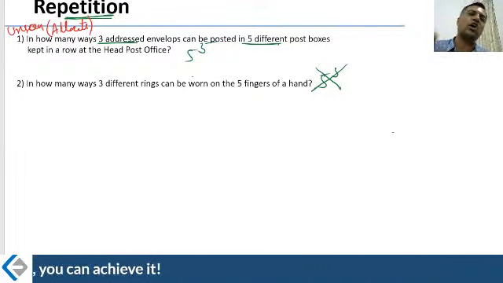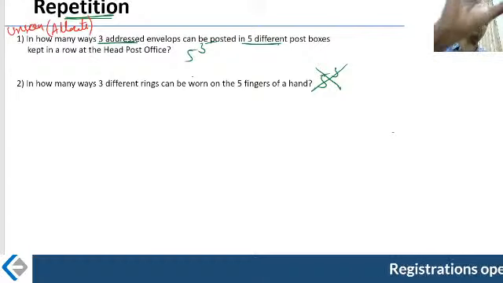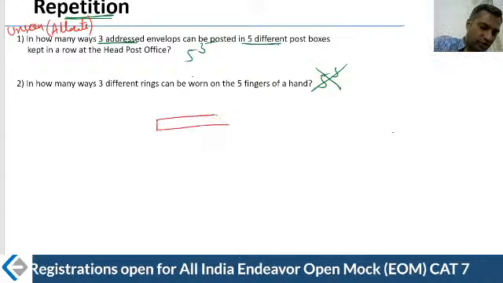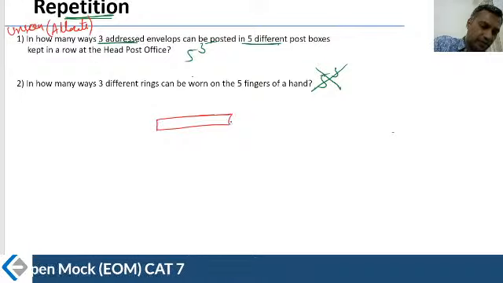So, just allocate for this letter which box you want to put it in. That's all you have to decide. However, when you wear the rings, now listen, assume that this is one of the fingers you are talking about. All right, this is the finger, let's say.